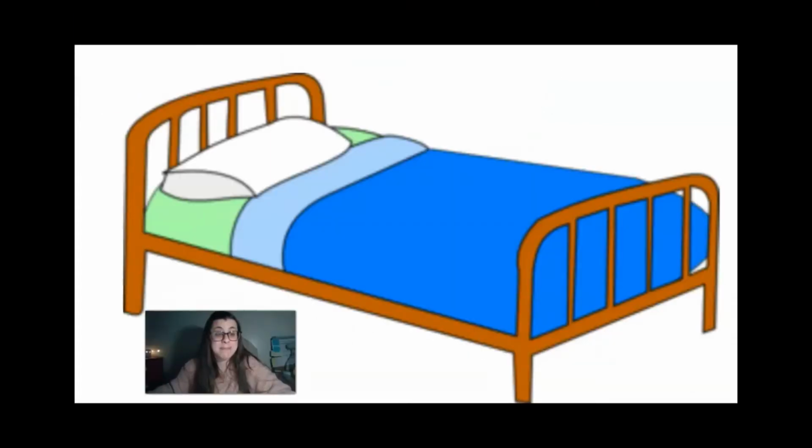Bed. Bed. Go ahead and find the middle sound. B. E. D. I hear eh in the middle, and I know E makes the sound eh. So if I was writing the word bed, I'd write E for the middle sound.